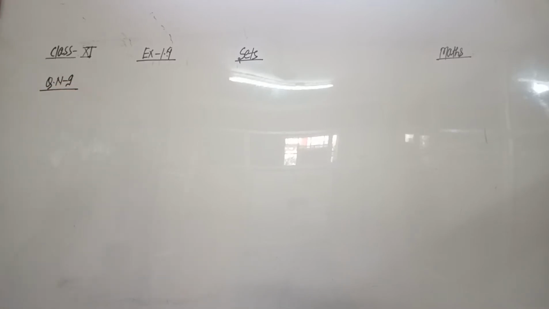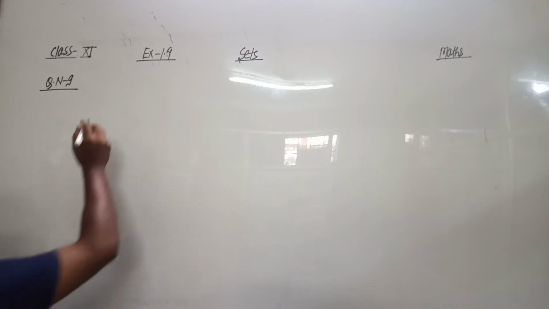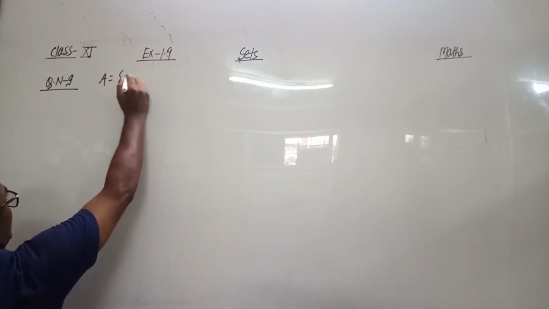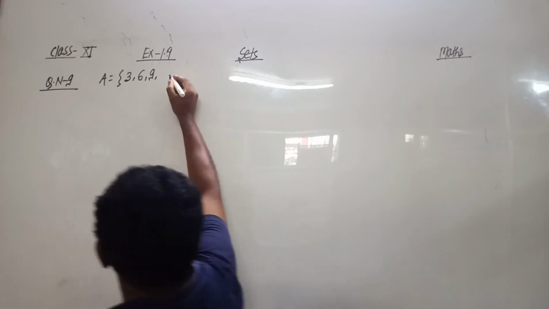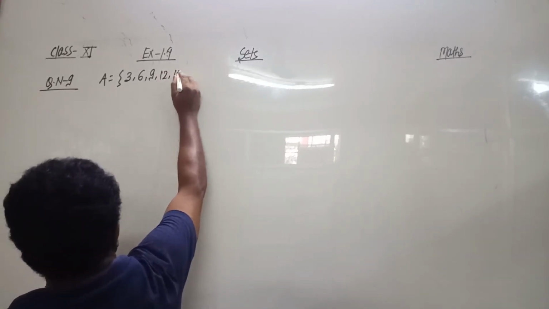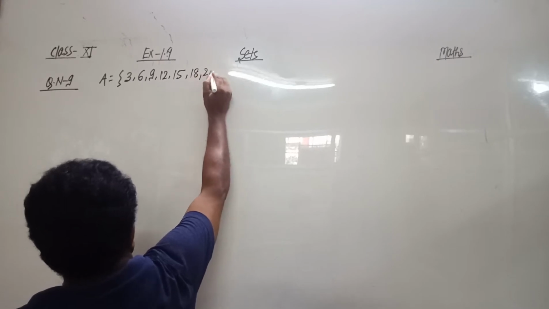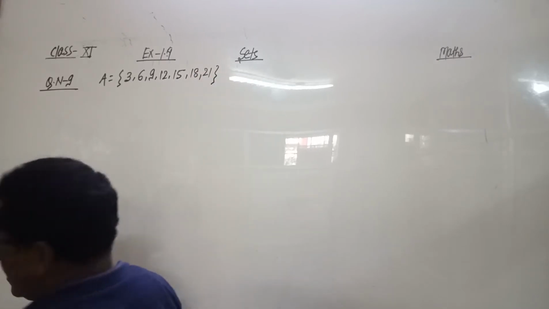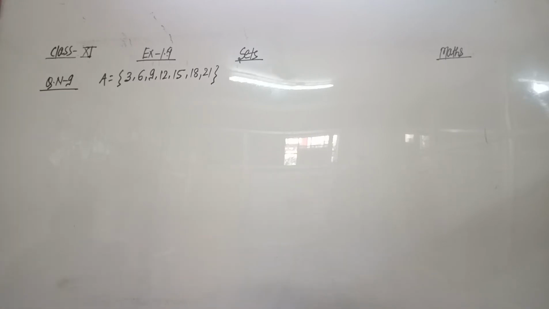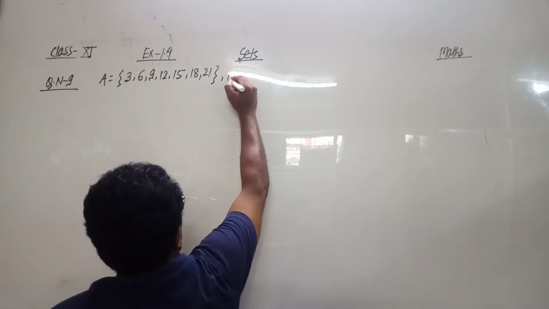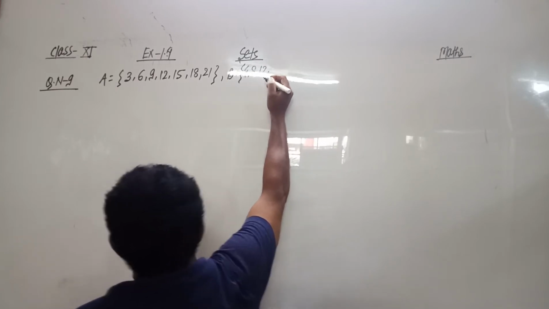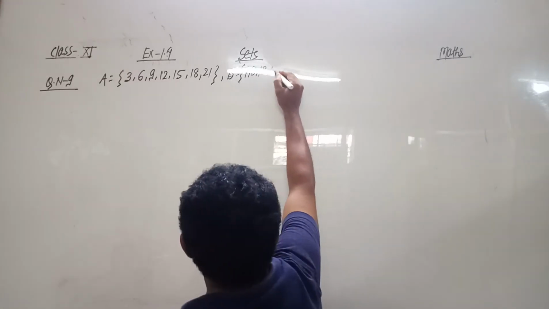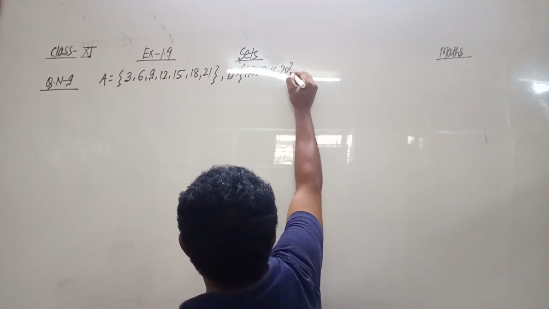We are given sets A equals 3, 6, 9, 12, 15, 18, 21. The value of set B is 4, 8, 12, 16, 20.